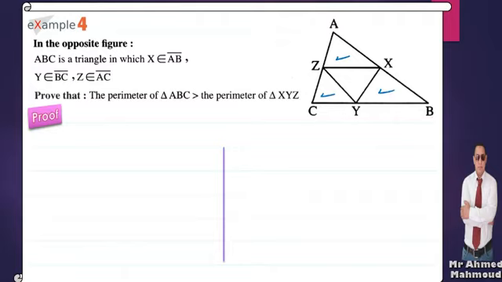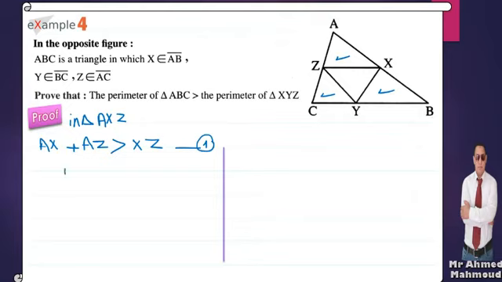XBY. First, in triangle XAZ, AX plus AZ greater than XZ, and this is number one. Okay, in triangle YCZ, YC plus ZC greater than YZ, and this is number two.